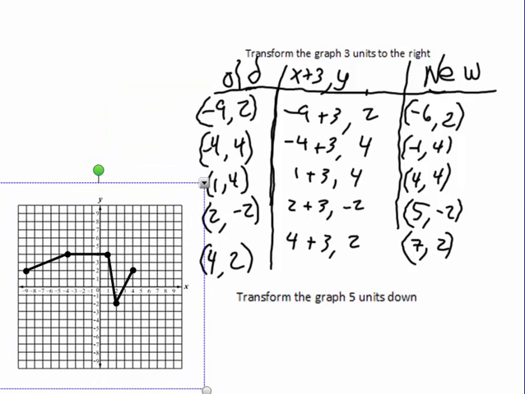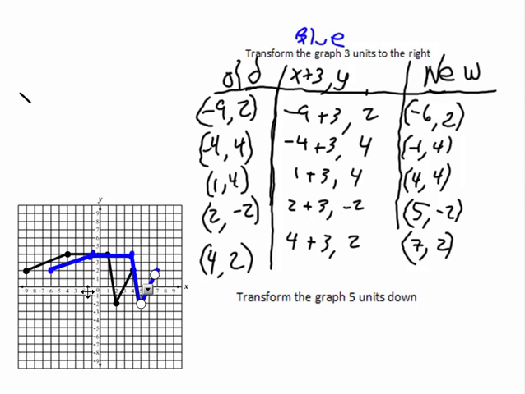Okay, so I'm going to do this in a different color other than black. I suggest for this unit that we get different colored pens and pencils, because whenever we draw the new graph, we want to distinguish which one's which. So I'm going to say this is my blue transformation. All right, so we have moved the graph 3 units to the right. Perfect.